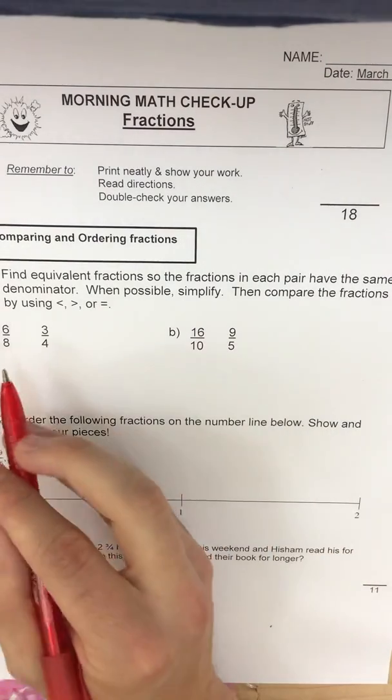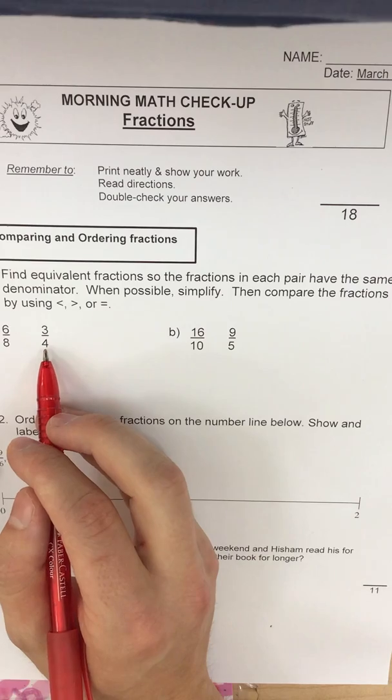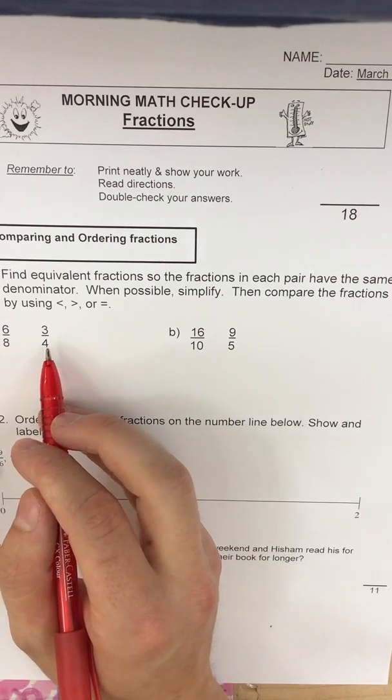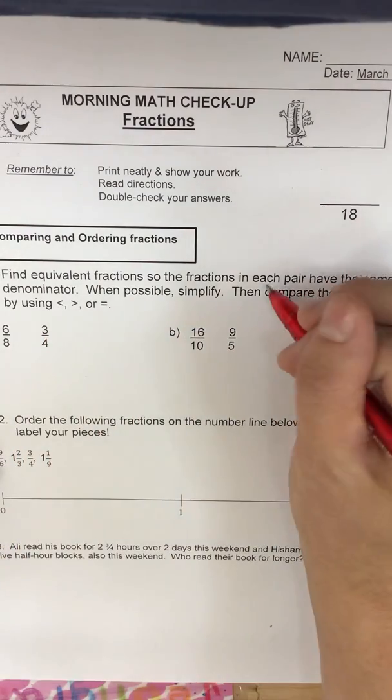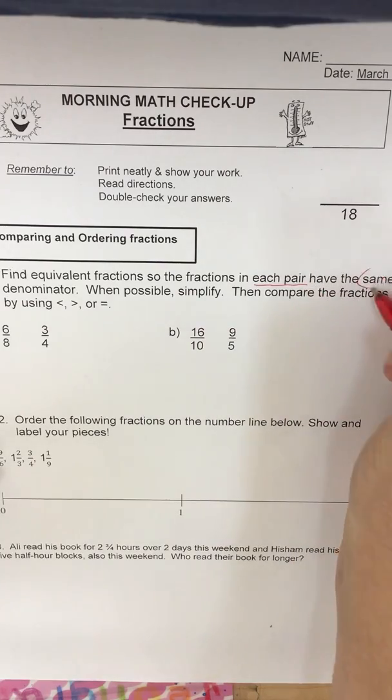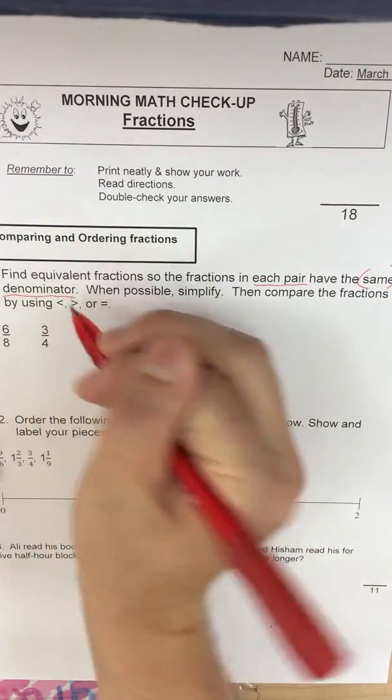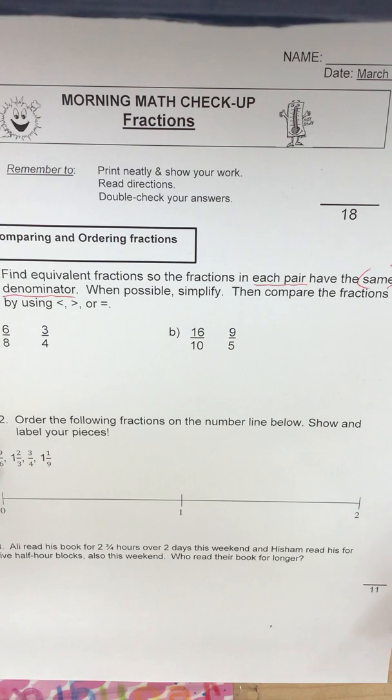All right, so you have 2 fractions. You have 6/8 and you have 3/4. So what we have to do is, first of all, make each pair have the same denominator. We cannot compare fractions unless the denominators are the same. Now, some of you might be able to look at that and just know, but we need to have the same denominator.